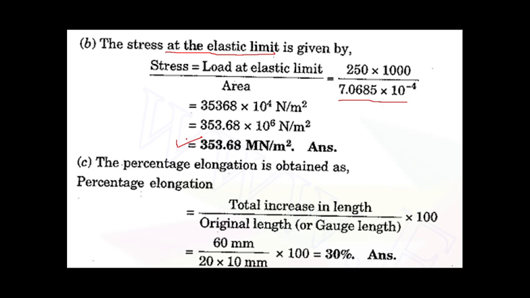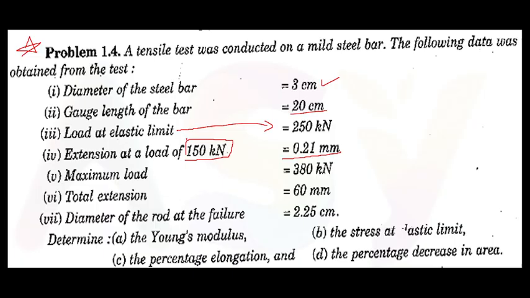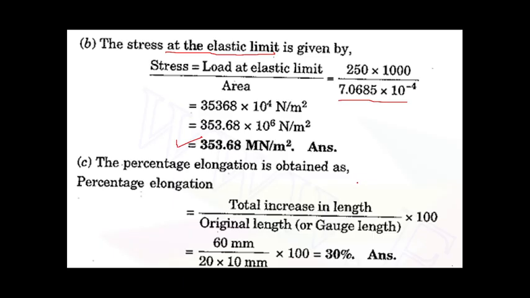Percentage elongation. So you all know what is elongation? Change in length upon original length. So total increase in length is also given in the question. Total extension 60 mm. Total increase in length upon original length, or gauge length, is 200 mm. Multiply it by 100. If you have to calculate any value in percentage, just multiply it by 100. You will get the value as 30%.